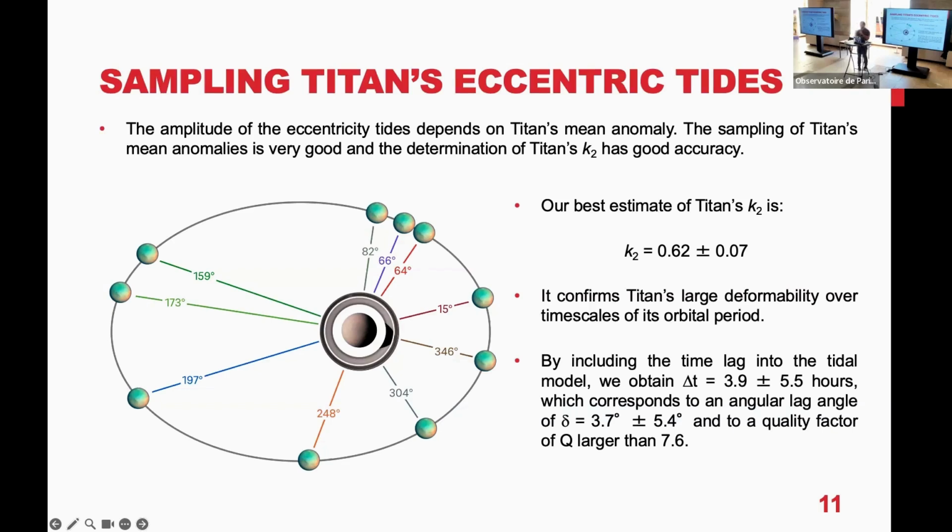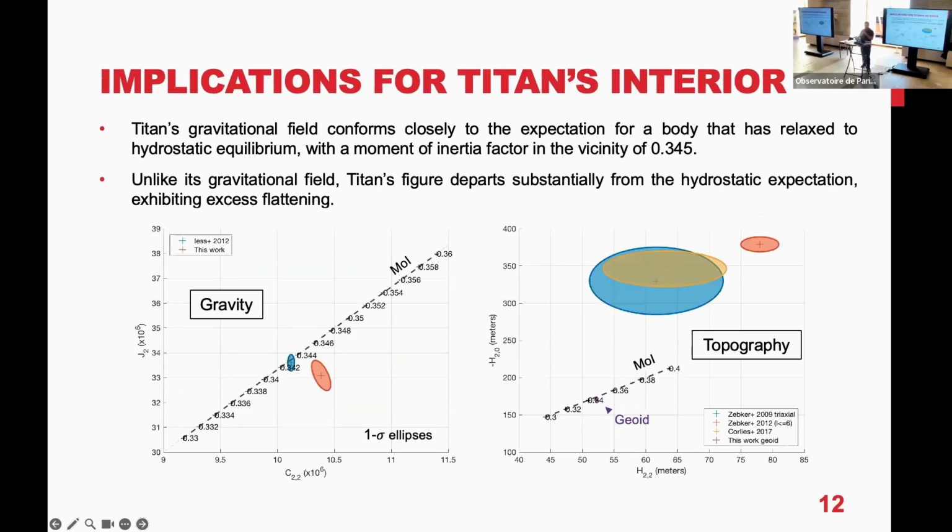Concerning the time lag, if we include in the estimation the angular lag, we obtain a value of 4 degrees, which is pretty large, but however, the 1 sigma uncertainty is larger than that value. Thus, we can draw no strong conclusion on the internal dissipation on Titan. So moving on, some basic implications for Titan's interior. If we look at degree 2, as I said, it's compatible with the hydrostatic expectation with a moment of inertia in the vicinity of 0.345.